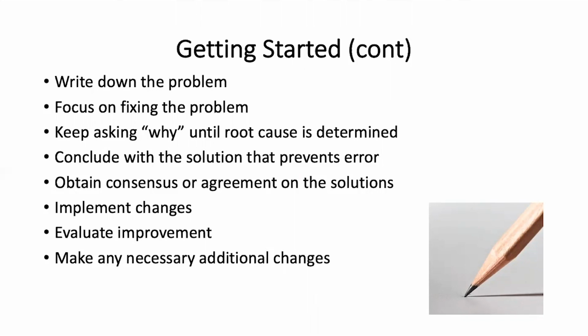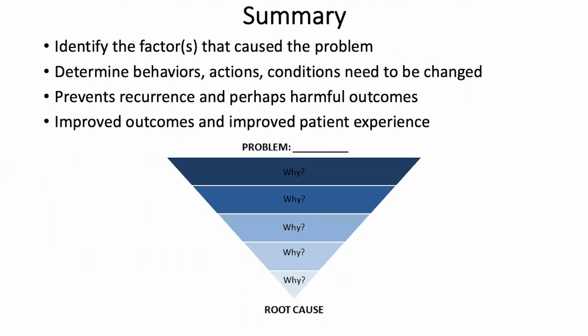It is important to obtain consensus or agreement on the solutions from everyone involved on the team or in the practice. You want to implement the changes and then study and evaluate the improvement and then tweak or make any necessary additional changes. In summary, you want to identify the factor or factors that are causing the problem. Determine the behaviors, actions, and situation that is needed to be changed. You want to prevent reoccurrence and perhaps harmful outcomes by identifying the root cause. By improving outcomes, you also improve patient experience and patient satisfaction.